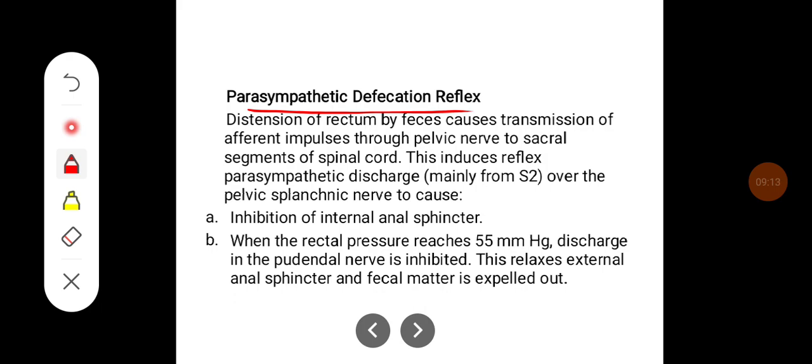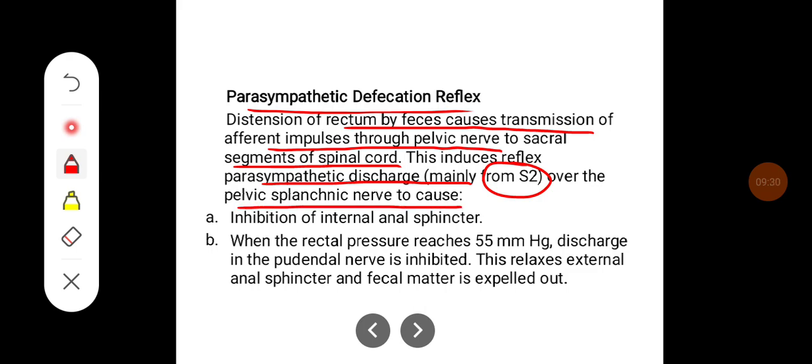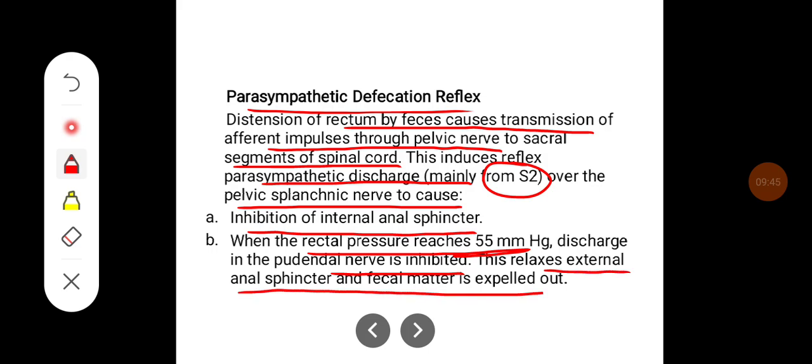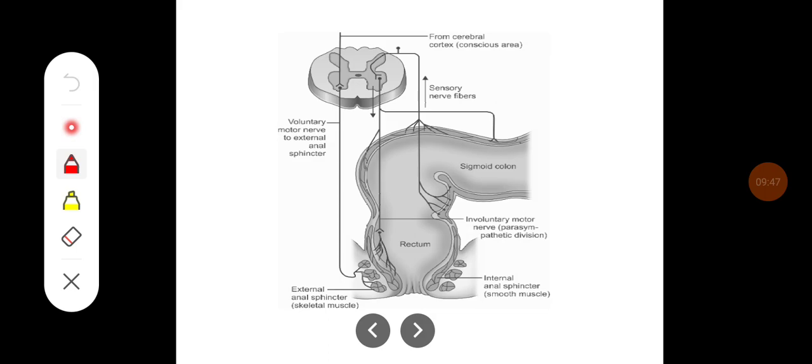Parasympathetic defecation reflex. Distension of the rectum by feces causes transmission of afferent impulses through the pelvic nerve to the sacral segments of the spinal cord. This induces reflex parasympathetic discharge, mainly from the S2 segment over the pelvic splanchnic nerves, to cause inhibition of the internal anal sphincter, and when rectal pressure reaches 55 millimeters of mercury, discharge in the pudendal nerve is inhibited. This relaxes the external anal sphincter and fecal matter is expelled out.